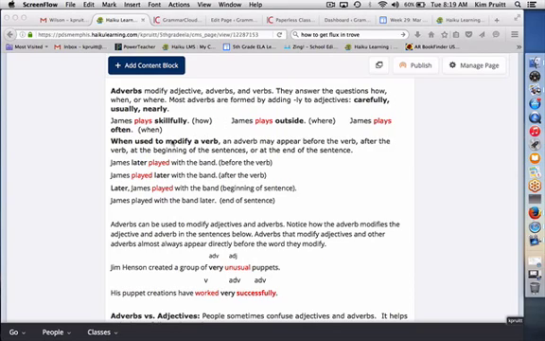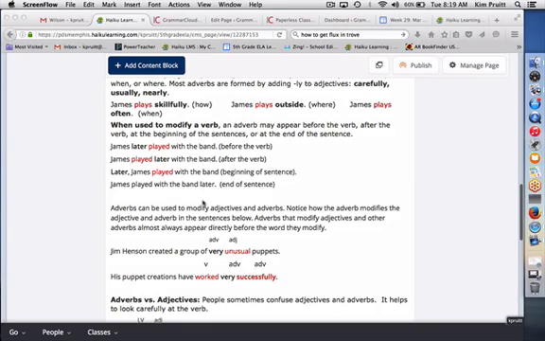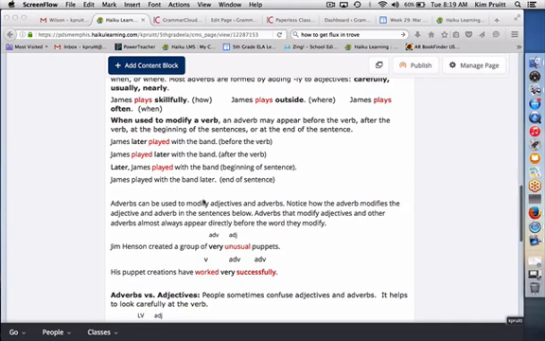Now, when used to modify a verb, an adverb may appear before the verb, after the verb, at the beginning of the sentence, or at the end of the sentence. So you have to go verb hunting. So here are some examples. We've got James later played with the band. So you've got later as your adverb. It tells when he played, but it's coming before the verb. It can come after the verb. He played later. It can come at the beginning of the sentence. Later, James played with the band. And then you've got at the end of the sentence, James played with the band later. So you have to go verb hunting when you recognize that an adverb is modifying a verb.